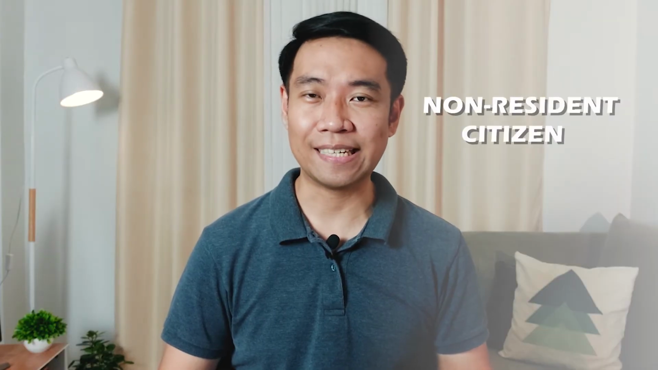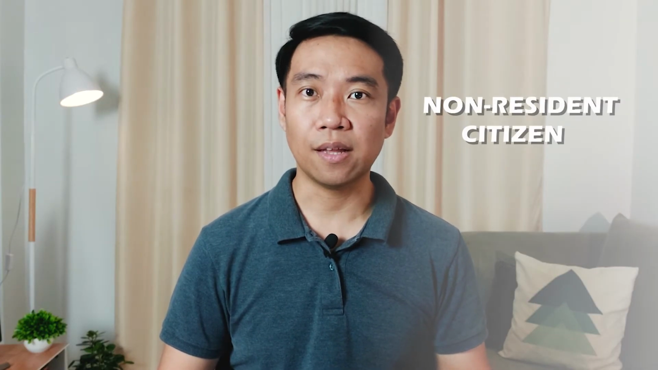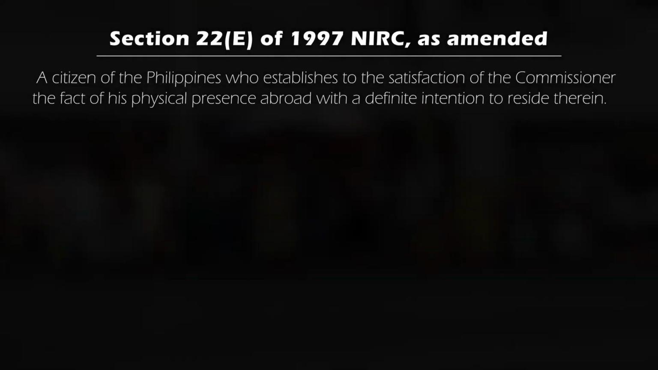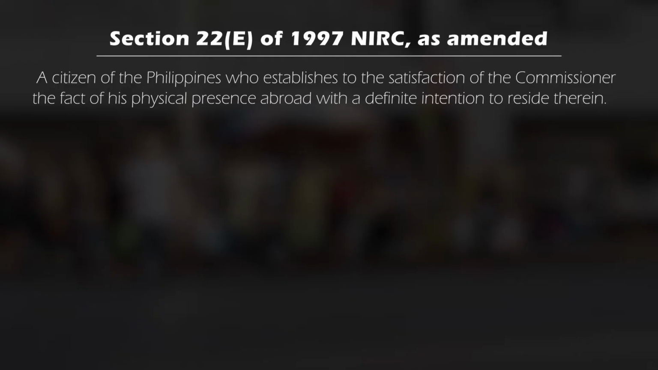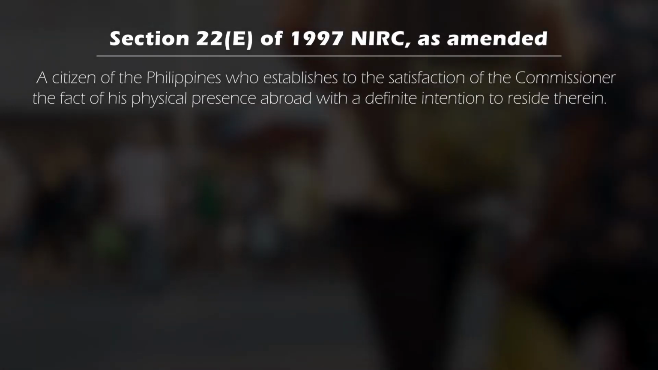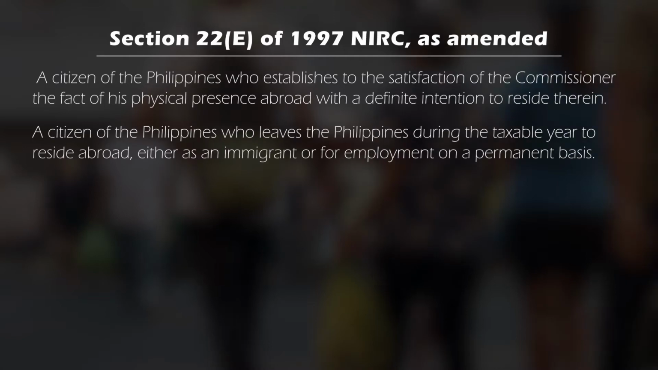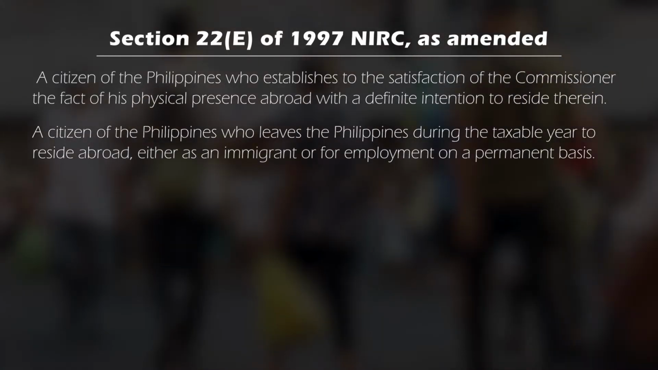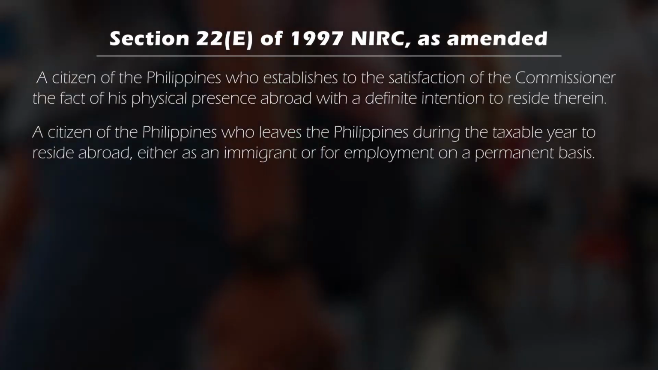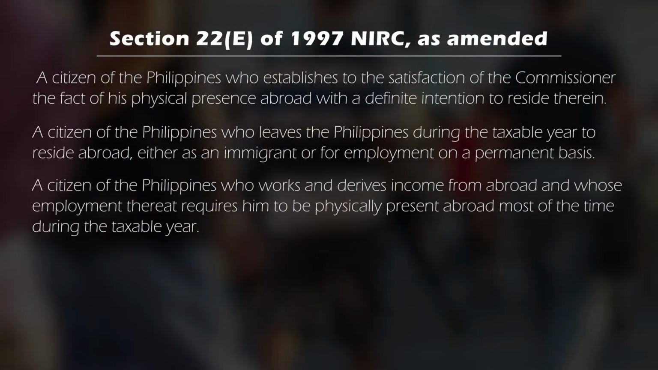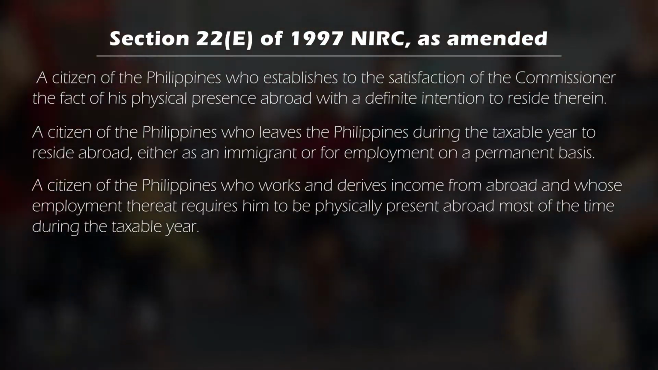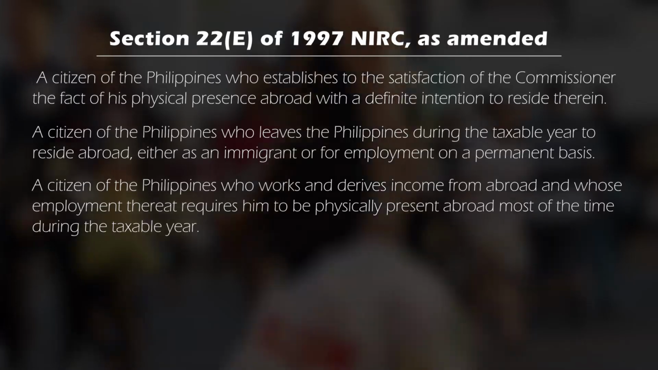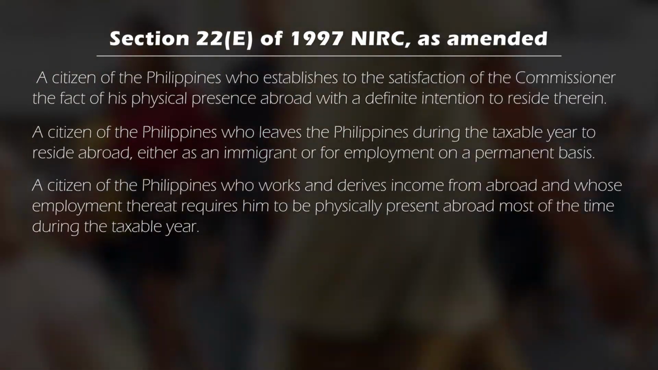Next up is non-resident citizen. The term non-resident citizen, according to the tax code as amended, means a citizen of the Philippines who establishes to the satisfaction of the commissioner the fact of his physical presence abroad with a definite intention to reside therein. So, a citizen of the Philippines who leaves the Philippines during the taxable year to reside abroad, either as an immigrant or for employment on a permanent basis. Third would be a citizen of the Philippines who works and derives income from abroad and whose employment thereat requires him to be physically present abroad most of the time during the taxable year.